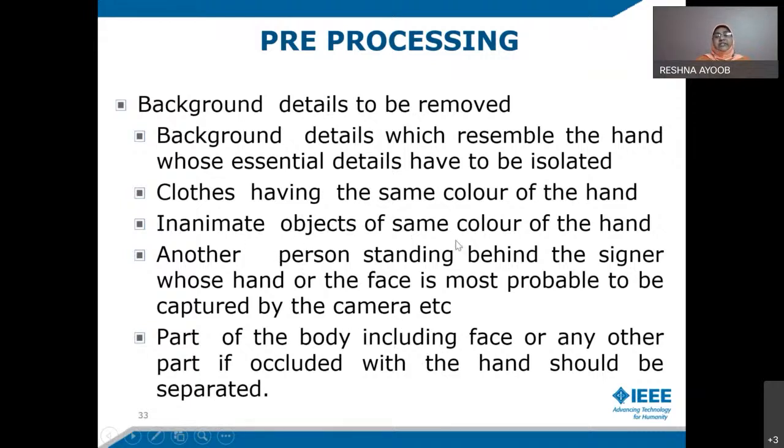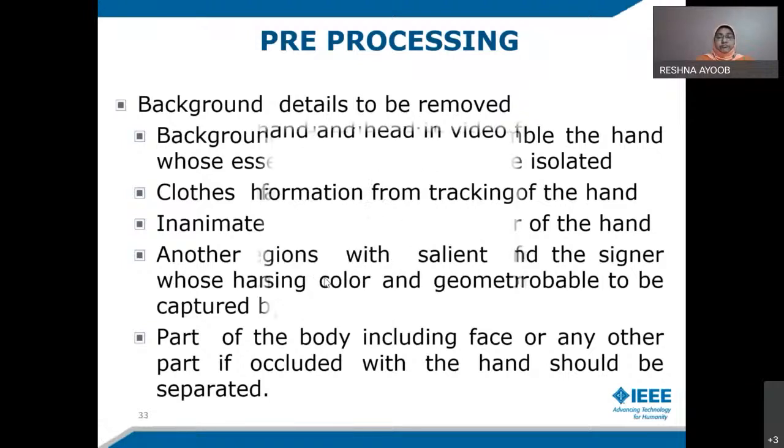Then inanimate objects of the same color as the hand, or any other person standing behind the signer whose face or head is likely to be captured by the camera. That is called occlusion: occlusion of another person behind, or anything behind along with the signer. Any part of the body, including the face or any other part, if included, the hand should be separated. So all these background details are to be removed before going into the process.